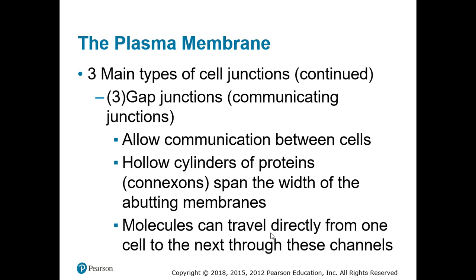And the last one is a gap junction, which is kind of the opposite of a tight junction. These are sometimes called communicating junctions because they allow communication in substances to move from one cell to another. And typically, they are connected through proteins called connexons. So again, molecules can travel directly through this gap junction to another cell.